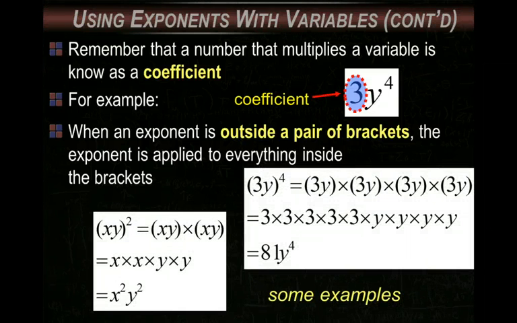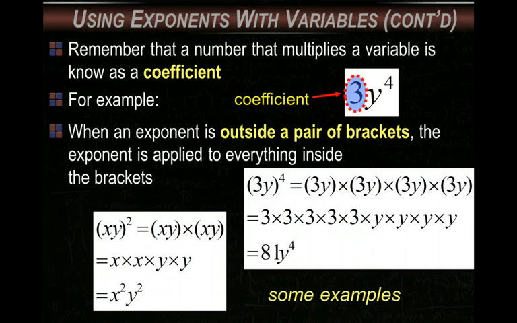A coefficient is a number that multiplies a variable. It's different than a power. Okay? So we have a coefficient of 3, a variable called y, and a power, or an exponent, called 4. This, again, makes it tricky, right? It can quickly get more complicated.